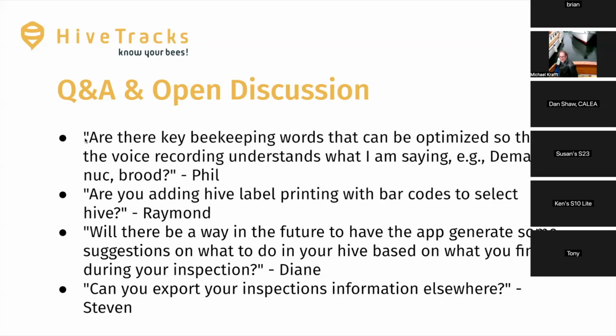Can the app generate some suggestions on what you do based on what you find during your inspection? Absolutely. That one's kind of an easy, low-hanging fruit. We have something in there already that's hard-coded in terms of how you answer the questions in the inspection, where certain conditions trigger suggestions or things that you need to look out for. And with the AI, we've been experimenting with having it evaluate an inspection and tell us what it thinks, and it's doing pretty darn well with that.